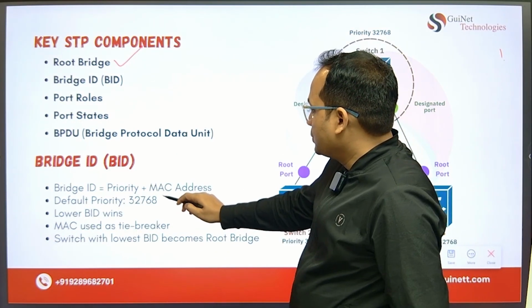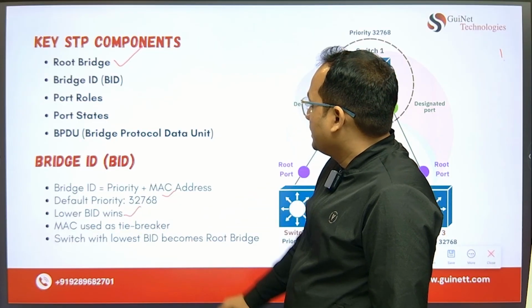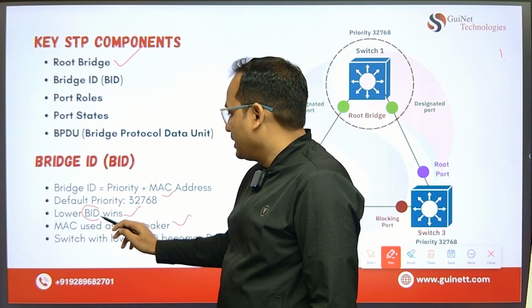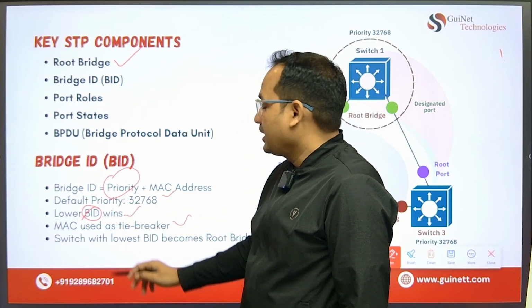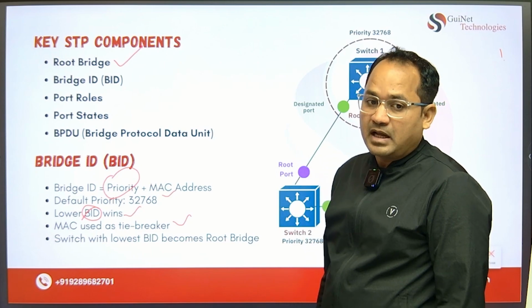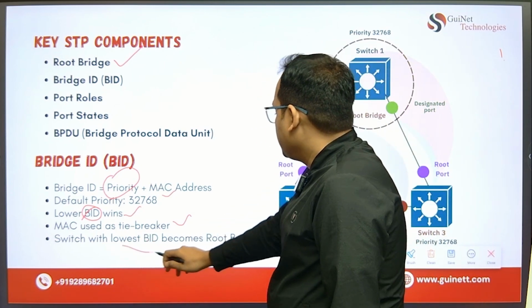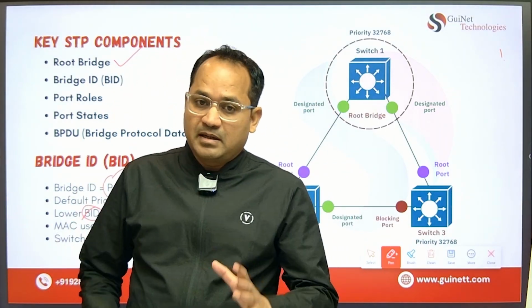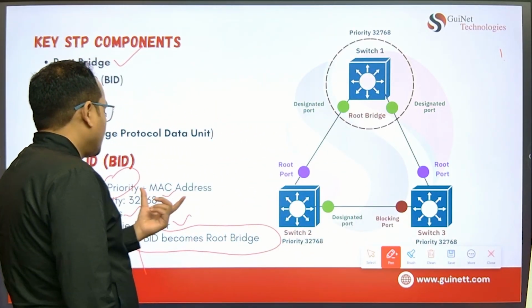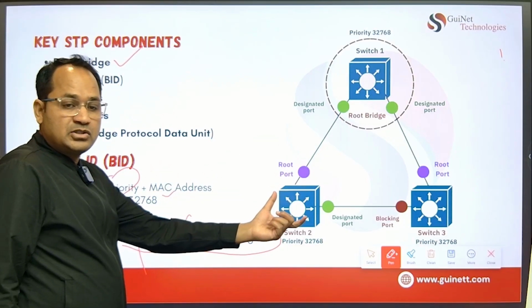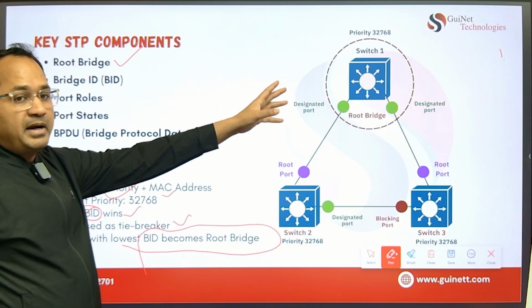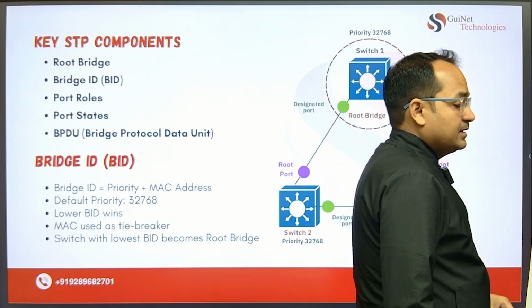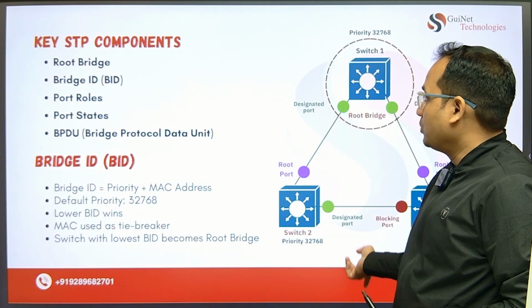Now, default priority 32768, lower bridge ID is going to win, right? And MAC address is the tiebreaker, meaning if the priority is the same, the lower MAC address is going to be the tiebreaker. The switch with the lowest bridge ID becomes the root bridge. Lowest bridge ID means, again I am repeating, bridge ID is a combination of two things. If priority is the same, your MAC address is going to be the tiebreaker. If priority is lower by default, that is going to become my root bridge. So I hope you understand the root bridge role, guys. It is very important to select the root bridge.